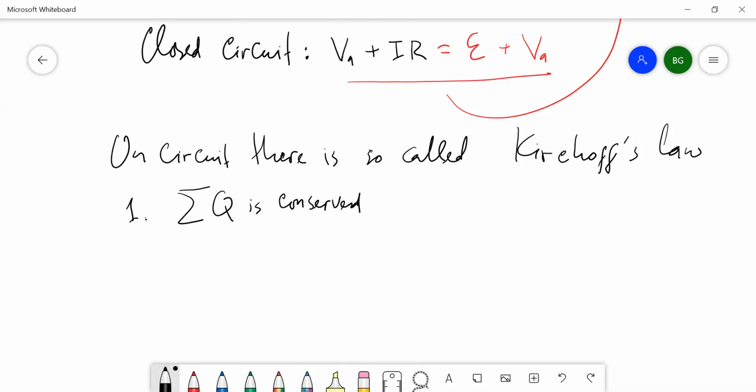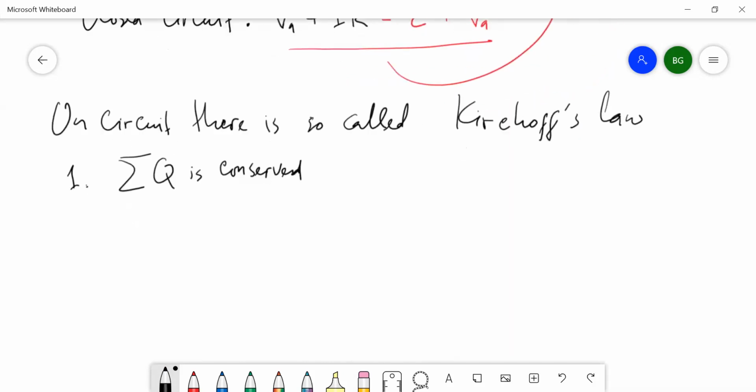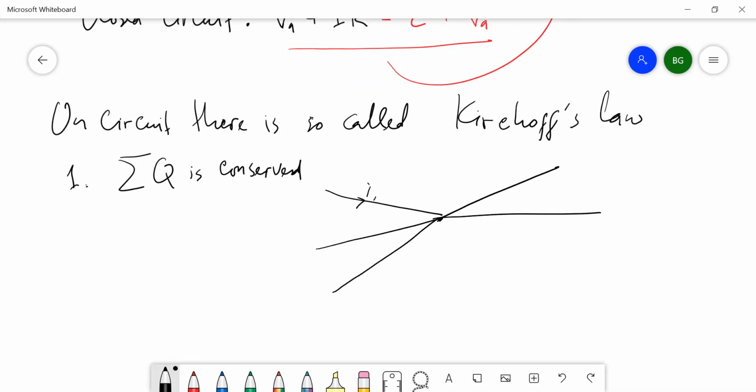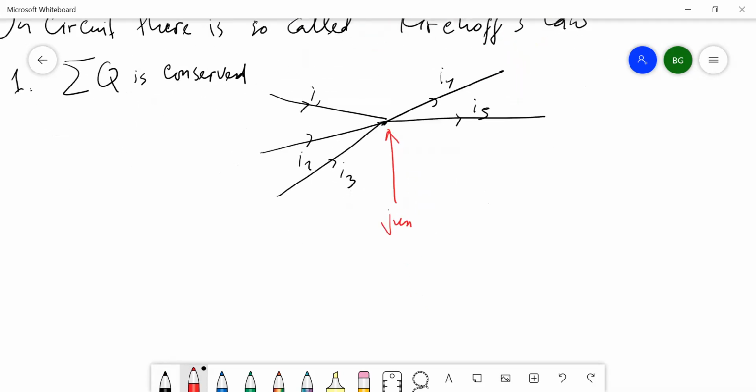Conserve. What does it mean? If we have, let's say, this is I1, I2, I3, I4, I5. This is called a junction, or vertex.